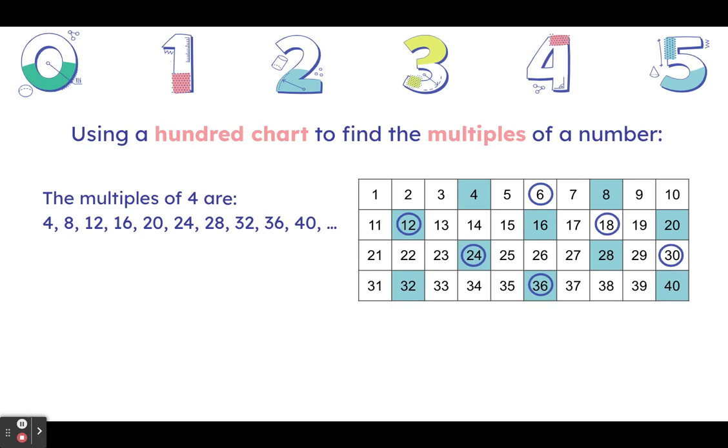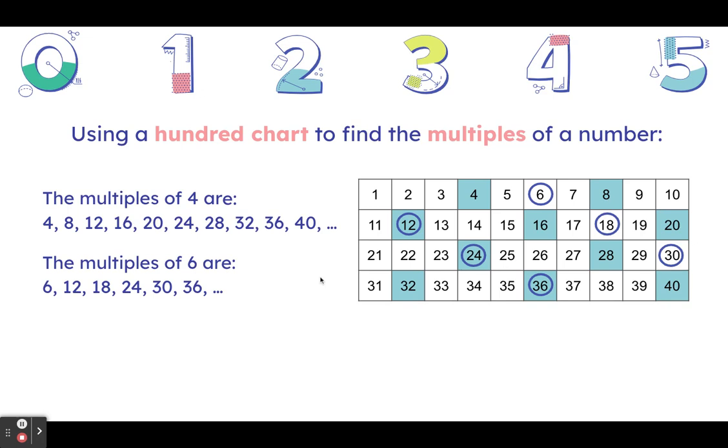I counted 6 more, which took me to 12. I put a blue circle, counted 6 more, put a blue circle around 18, and we can see that the multiples of 6 that fit on this chart are 6, 12, 18, 24, 30, 36, and so on.